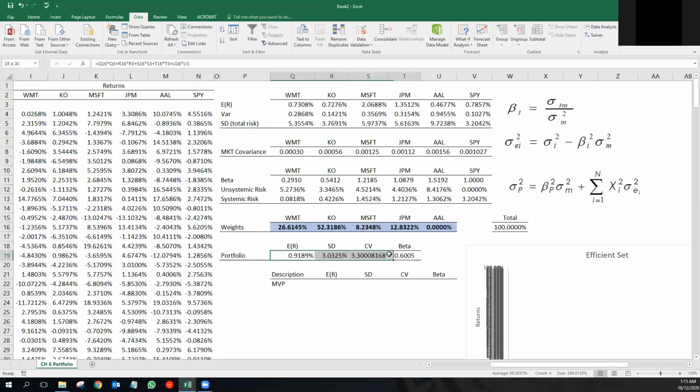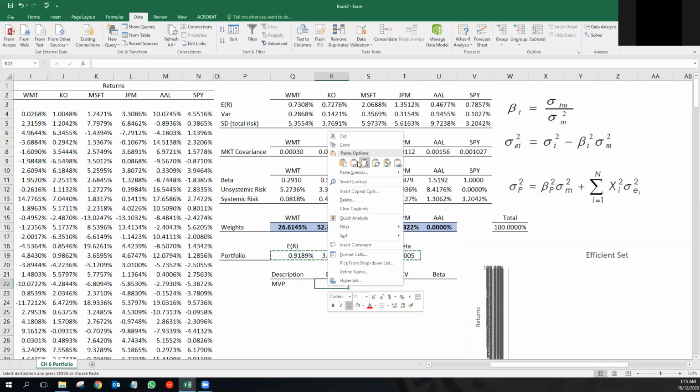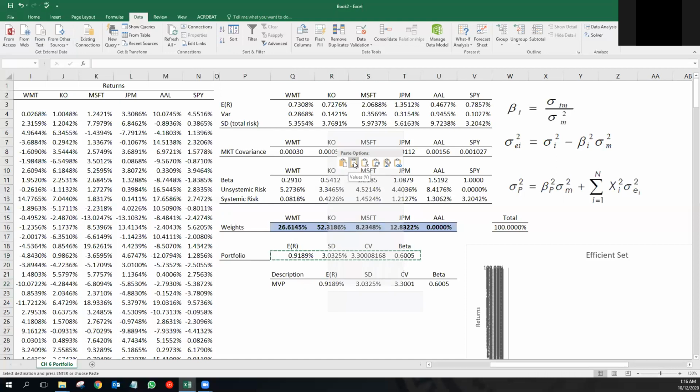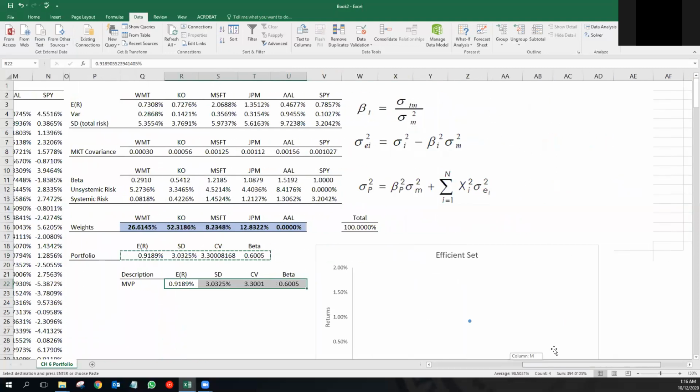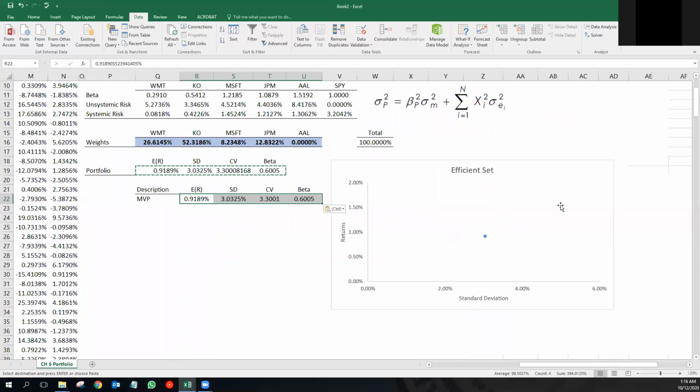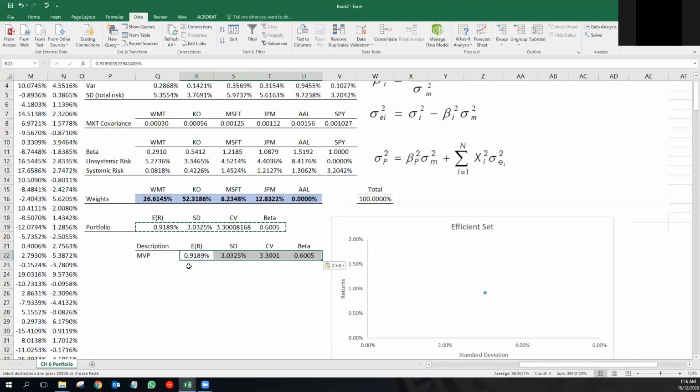So what I'm gonna do is copy this piece here and paste it, but only the values. You see that? Just the values. So I'm gonna click on that. And I already got a preset to where it starts showing on this graph. So that's our first dot. That is the minimum variance portfolio that we have. All right.